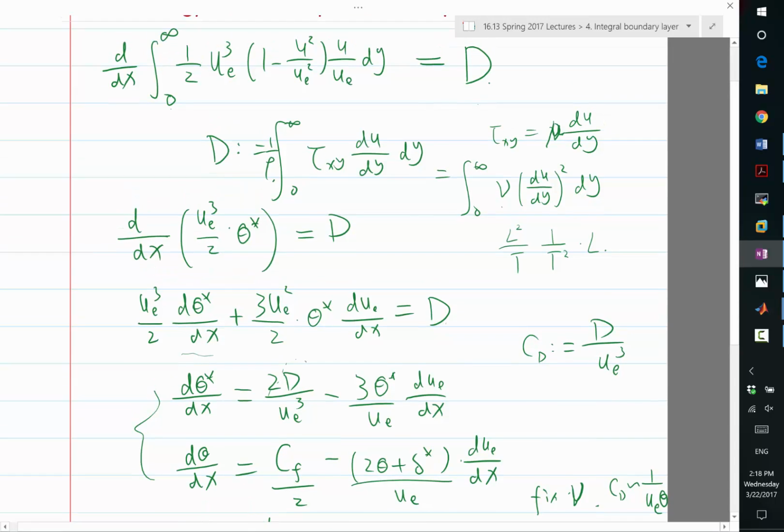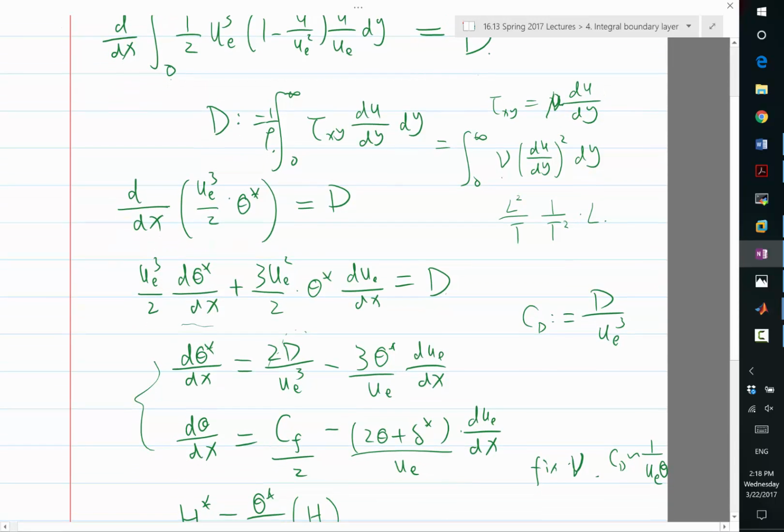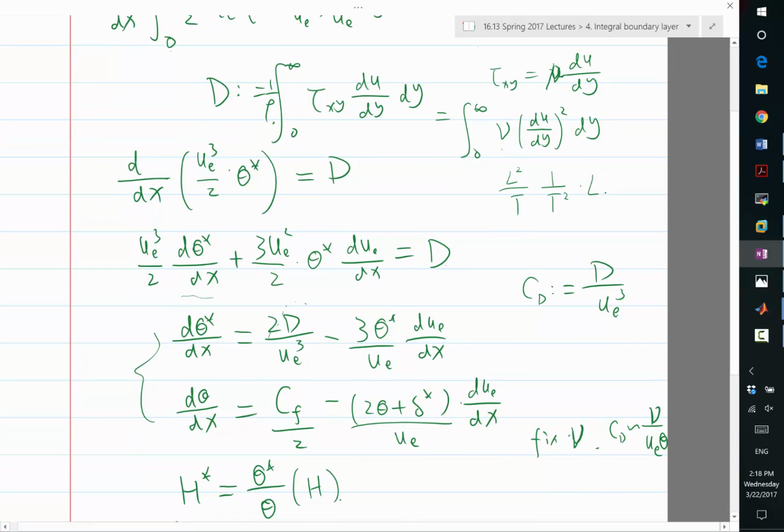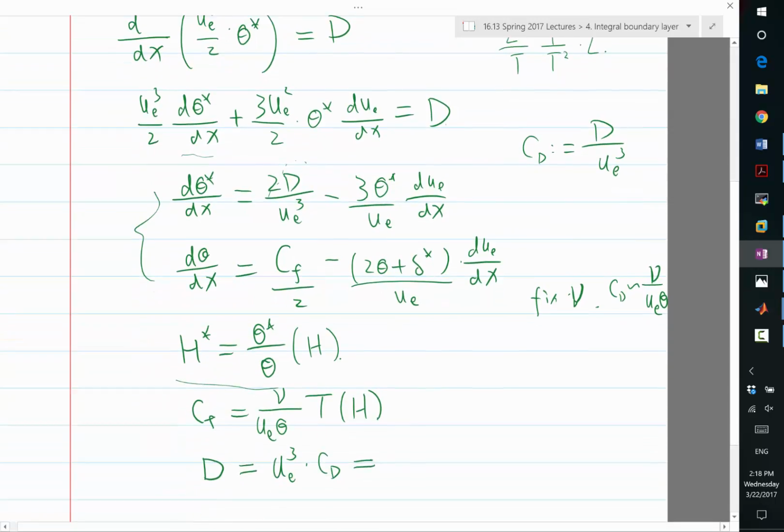Okay, the final question is, we have one additional parameter nu here. If you increase or decrease nu while keeping the same UE and same thickness, how would the dissipation increase or decrease? Right, we're just defining D as this. It's proportional, right? So CD would be proportional to nu divided by UE divided by theta, which is like 1 over the Reynolds number based on theta.